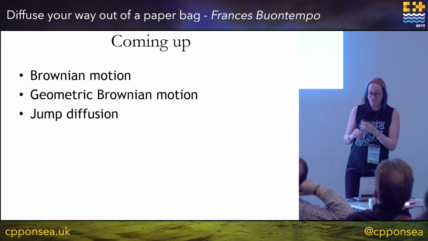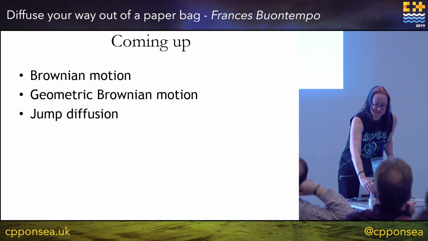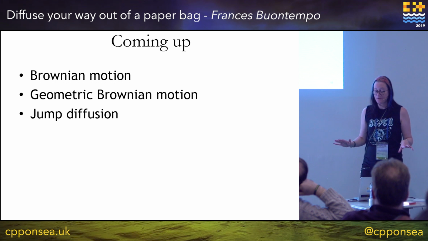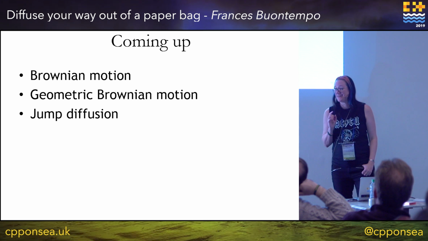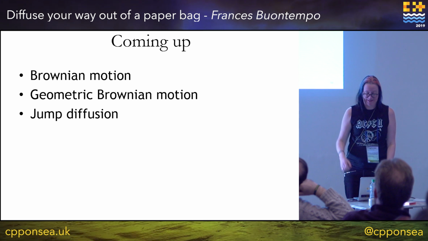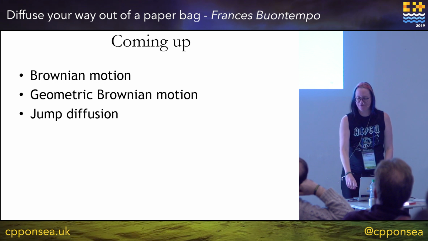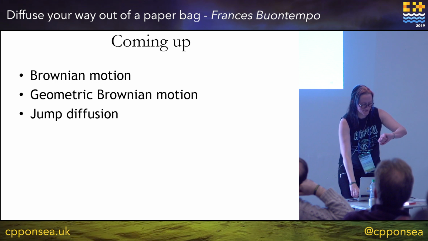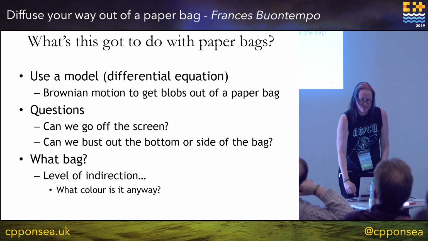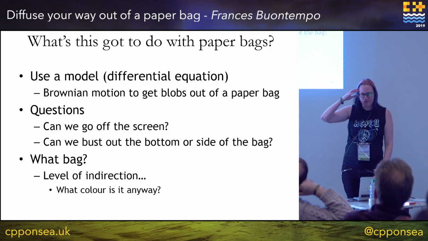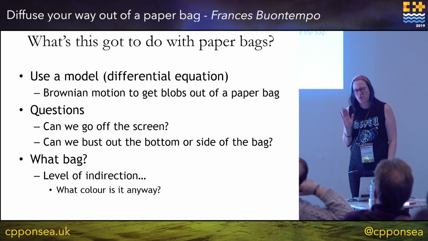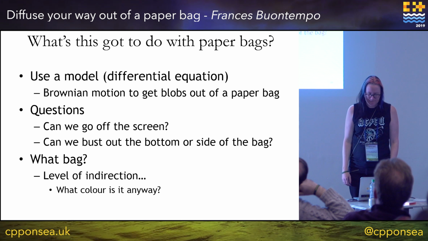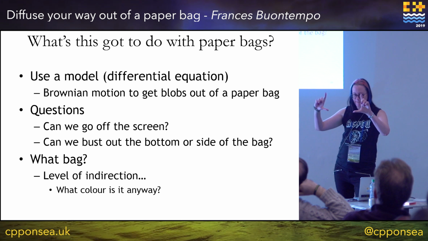I'm in fact going to try out three things. We're going to try the simple model first, which is Brownian motion. Then we're going to do advanced things. That means some multiplying as well as some adding up. It's going to be good. And then we're going to do jump diffusion. Three things. What's the time? Oh, plenty of time. What's it got to do with paper bags? Well, I'll show you the model in a moment, so there will be maths. It's quite simple, really. We're going to have a paper bag.